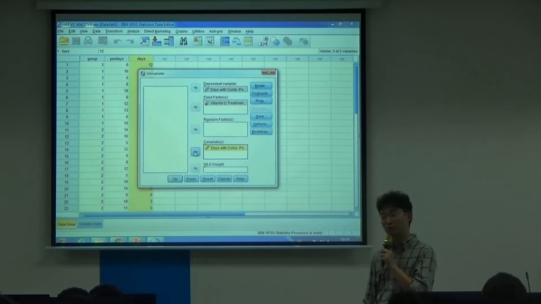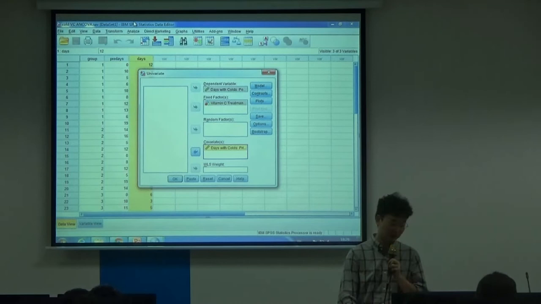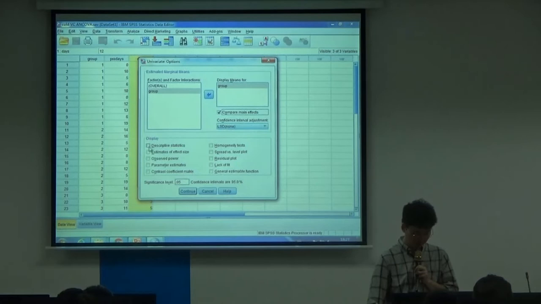I think I covered some of these topics in other courses. When you have regression analysis, you can also do main effects, interactions, and simple main effects analysis. So usually I'll request pairwise comparison. Usually I do LSD, descriptive statistics, and eta squared.